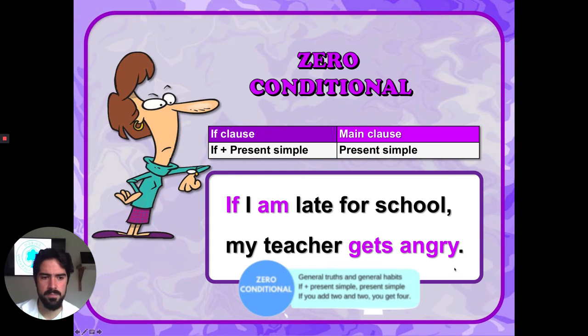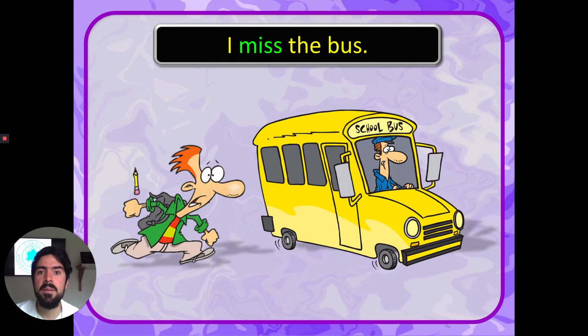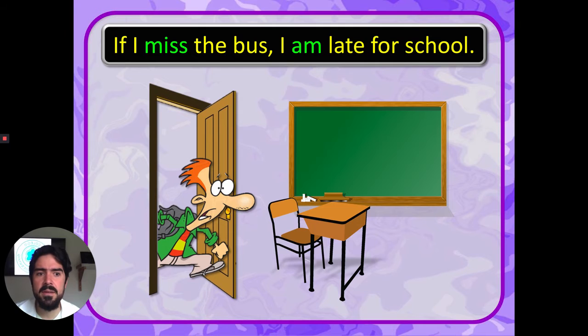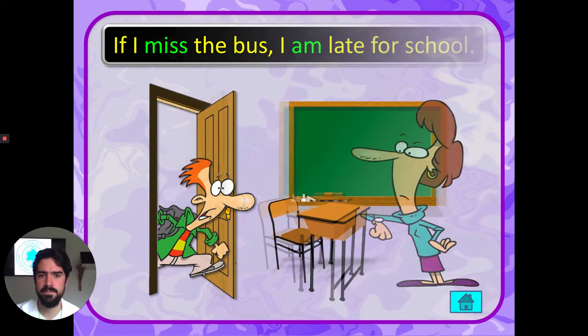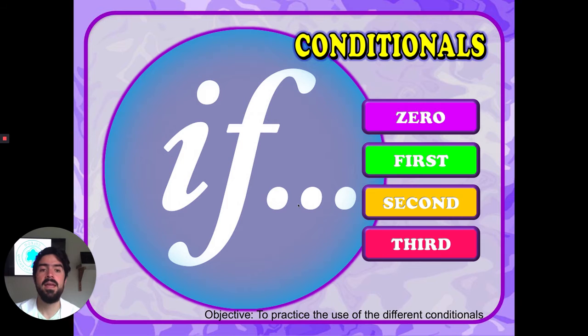Let's see some examples. If I oversleep, I miss the bus. Okay, if I oversleep, I use the comma, I miss the bus. If I miss the bus, I am late for school. If I am late for school, my teacher gets angry. Okay, so do you see the examples? Using always the present simple. Okay, now let's go back to the beginning and we are going to switch to the first conditional.